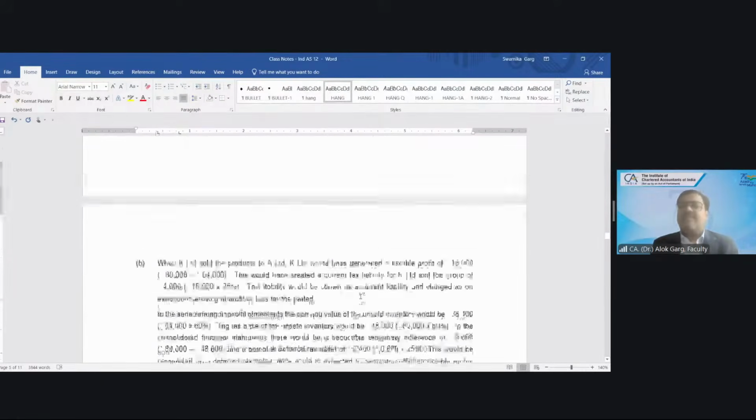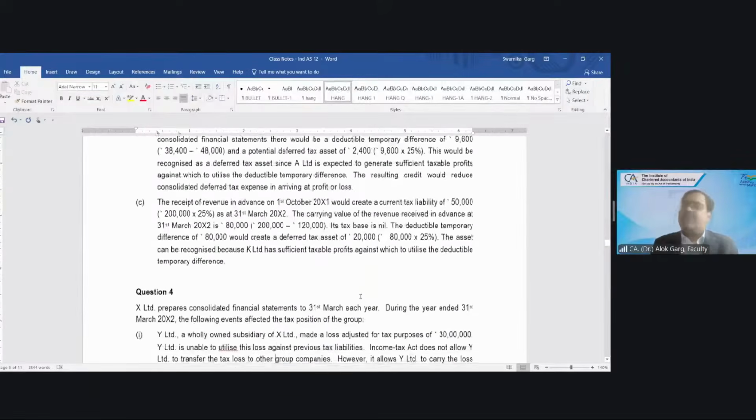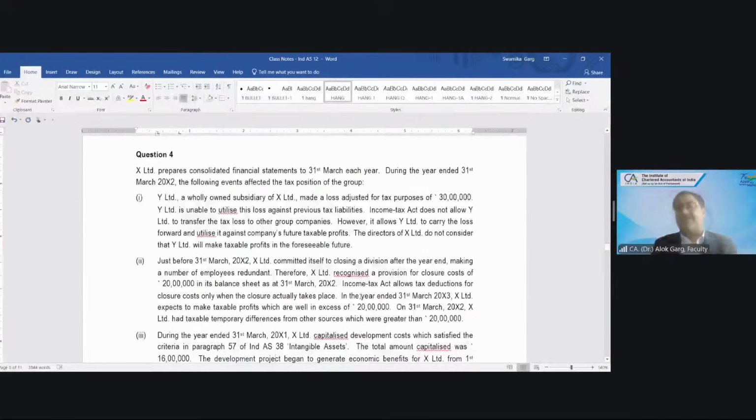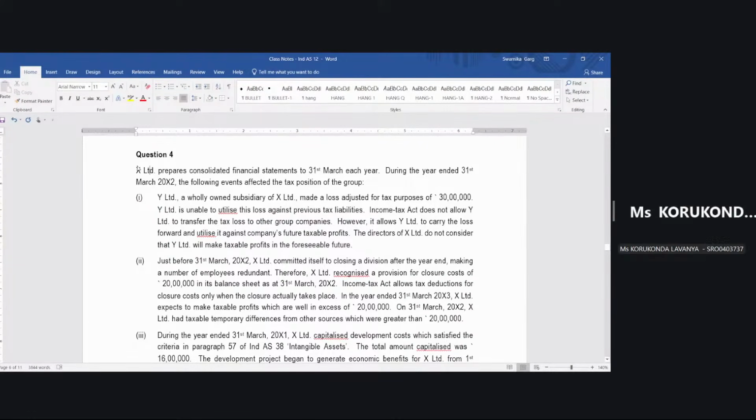Generally in your examination, when a question comes, it will come in this form and shape. The question will come like a case study where the application of other standards along with Ind AS 12 will be there. Question number 4. I hope you can see the question. Is it visible now?